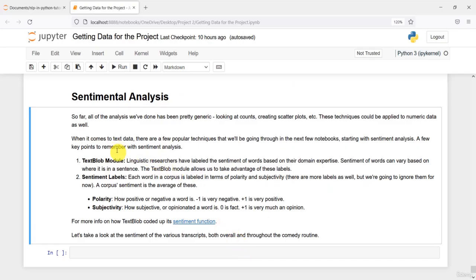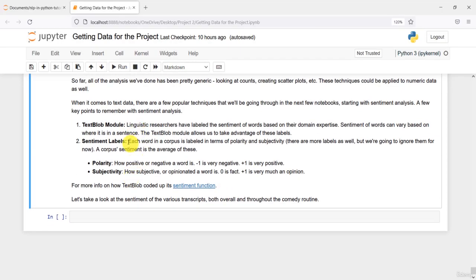The next thing you need to see here is sentiment labels. For the sentiment labels, we will be using these 2 concepts throughout this video. The first is polarity and the second is subjectivity. These 2 are the most important words that we will be using throughout this video. Just remember these 2 concepts, and that will be enough. First is polarity.